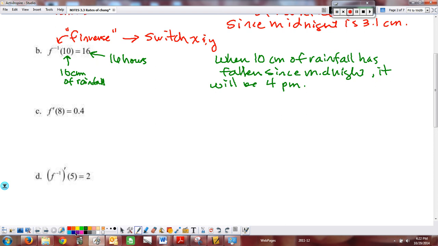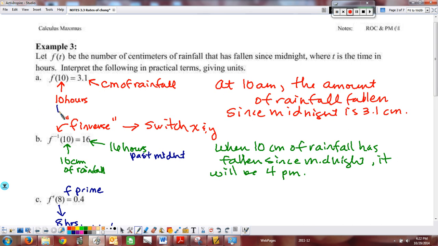Right? Now we come down here to C. Now we have f prime of 8 equals 0.4. So f prime, that's our derivative. Okay? F prime. So we know we're talking about our derivative. So the 8 is going to be the same input it was in the original function. So that's going to be 8 hours past midnight. I guess technically in all of these I should be doing hours past midnight, since that's the way they defined it. And I'll fix it up here, 10 hours past midnight.